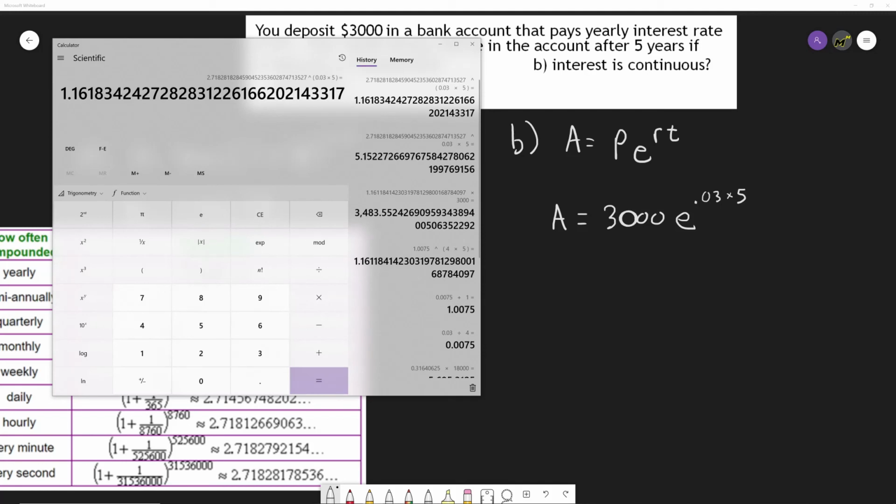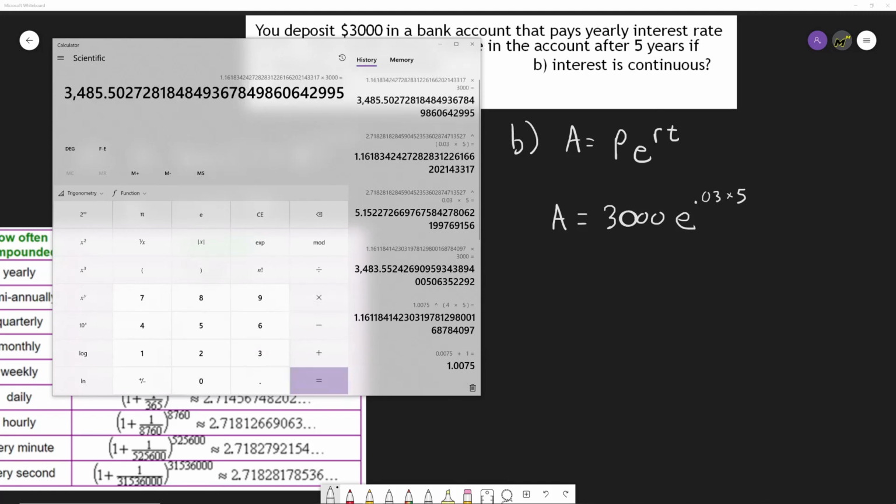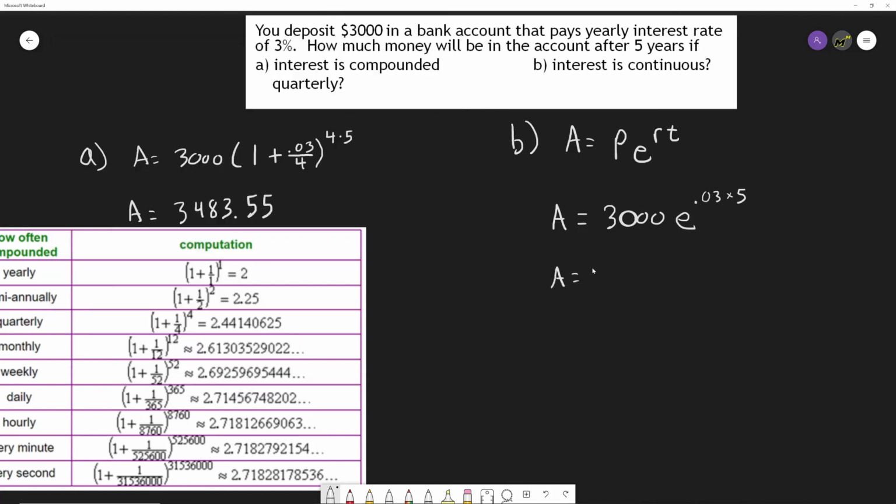So it looks like we almost have the same number as before in part A. Multiply that by our principal of 3,000. And hey, looks like we made a little more money if something were compounded continuously: $3,485.50. Alright, so there you have it.